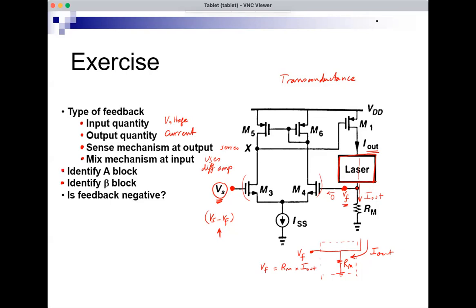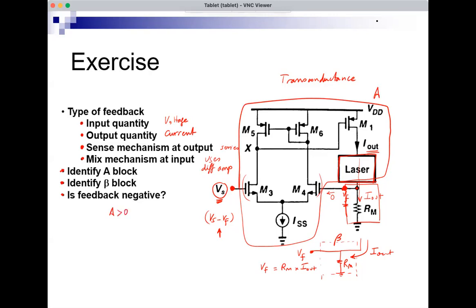So the beta block, we already identified it. This is the beta block, it's RM. And everything else is pretty much A. And we can show that A is positive and beta is positive. We already have the value for beta. And A times beta is therefore positive and the feedback is negative.